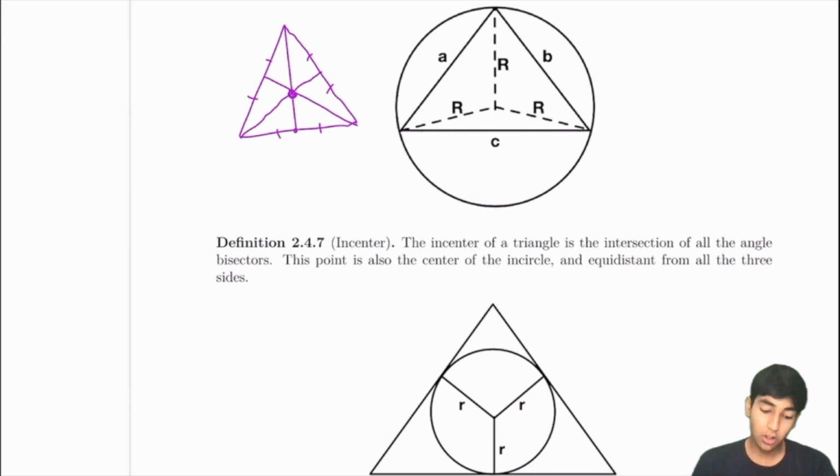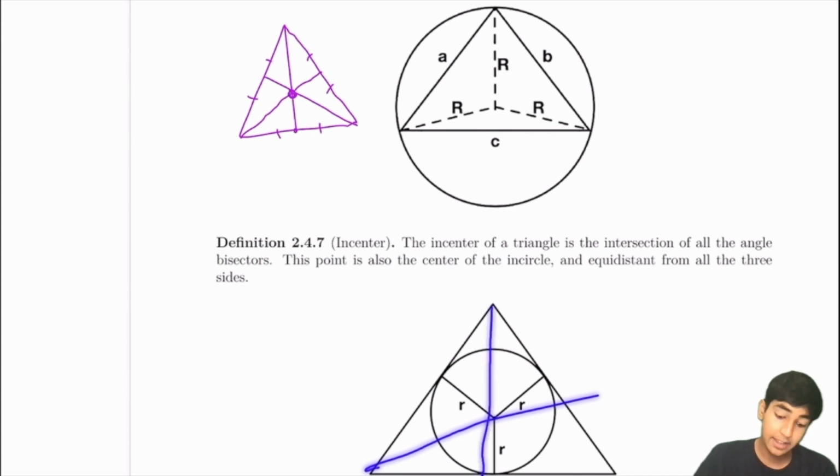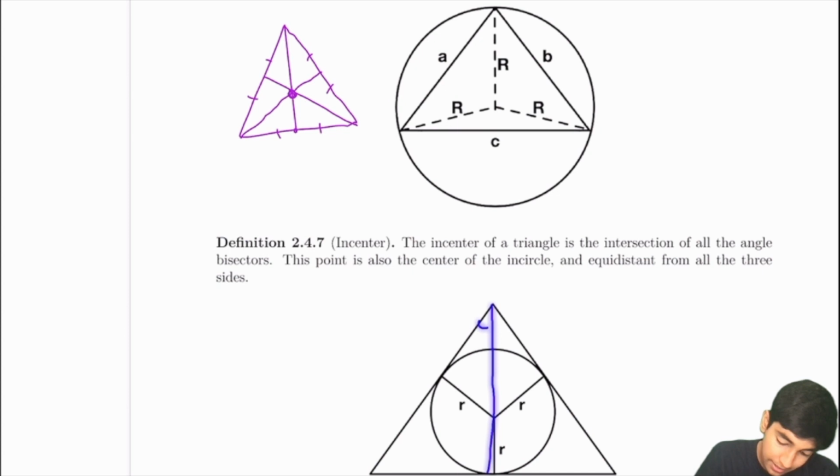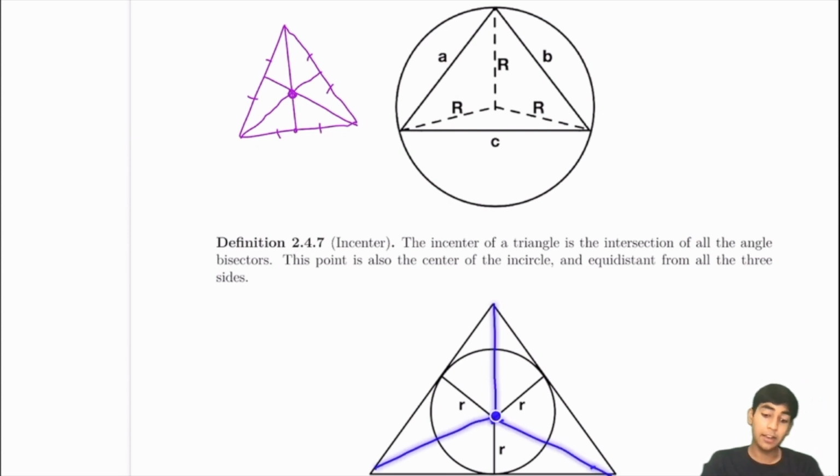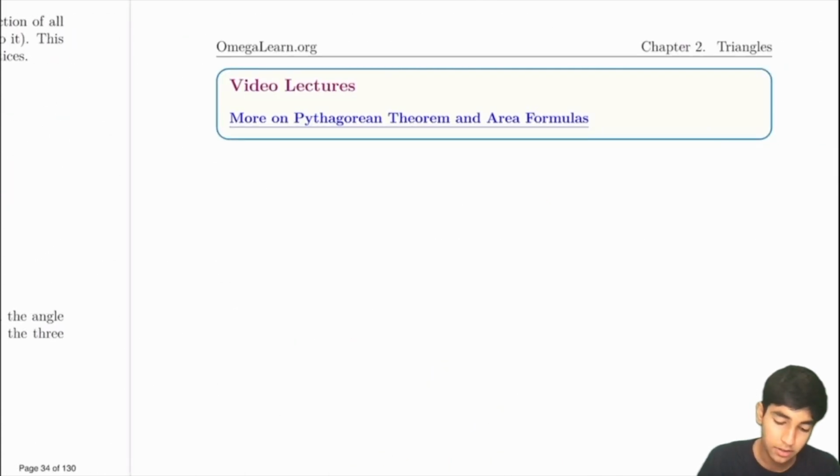The incenter of a triangle is the intersection of all the different angle bisectors. And that's actually pretty cool because the angle bisector is just something that divides the angle in half. So if you draw all three angle bisectors, they'll intersect at this point over here called the incenter, which is the center of the inscribed circle, which is a circle that touches all three sides of the triangle.